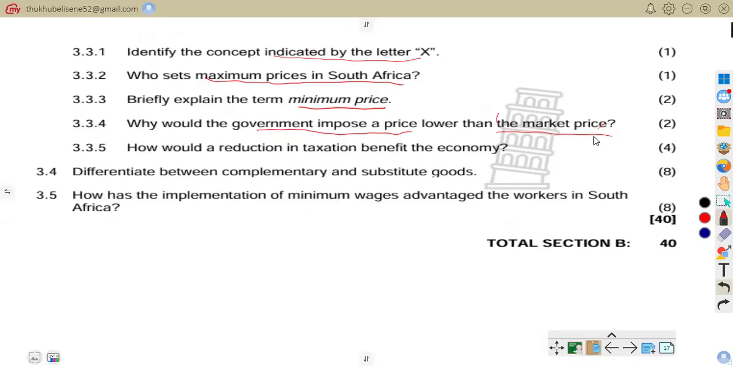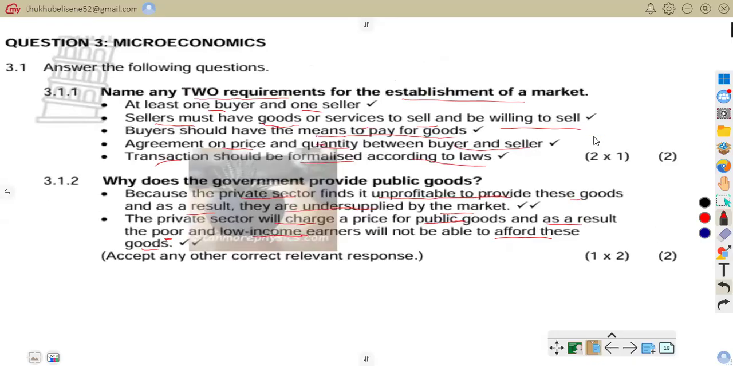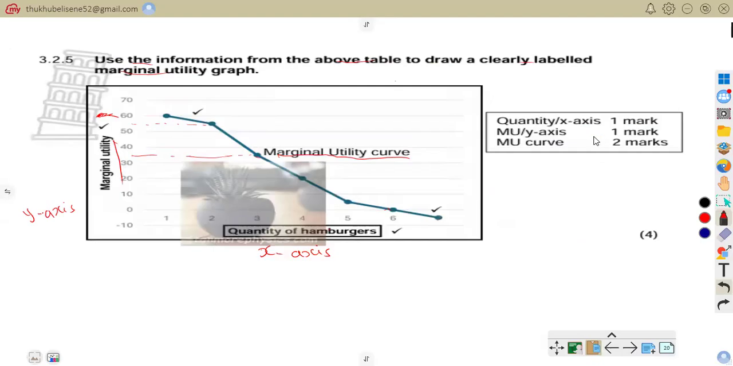Government do that to protect consumers, for example, to help them afford bread or essential medicines. So that is the reason why they do that. So we can go to our answers on that.